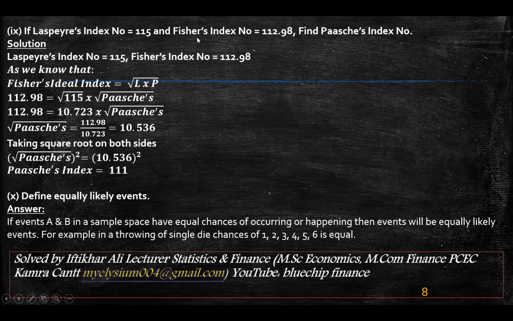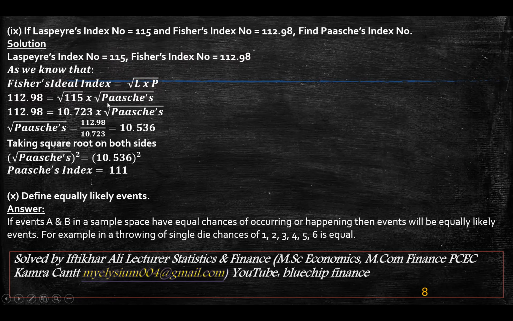If Laspeyres' index number is 115 and Fisher's index number is 112.98, find Paasche's index number. So Fisher's index number, as we discussed already in the previous paper, is the geometric mean of Laspeyres' and Paasche's index numbers. So here Laspeyres' index number is 115 and Fisher's index number is 112.98. So apply these values into this formula. Fisher 112.98 and Laspeyres' index is 115.